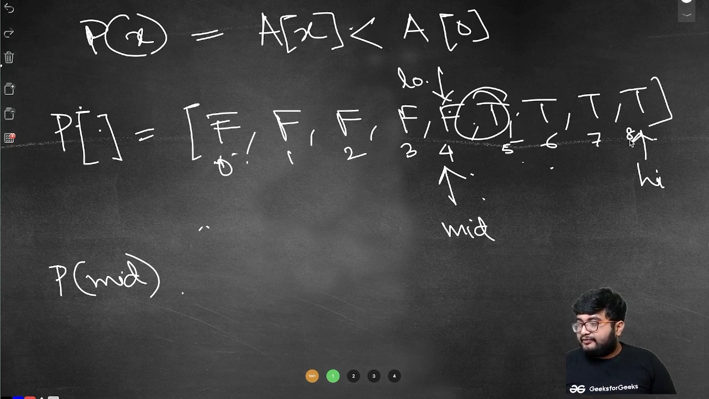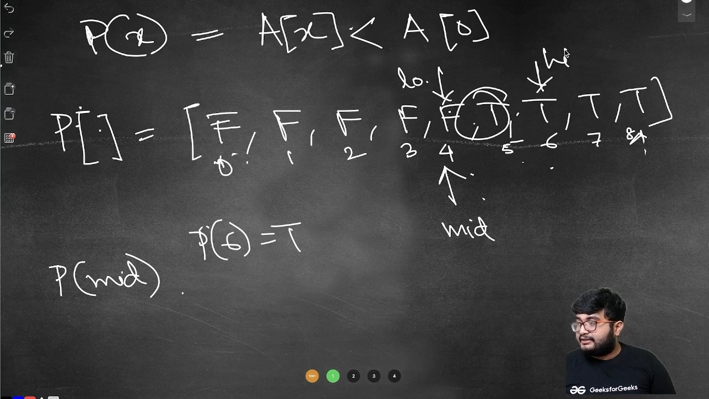Now again, mid is 8 plus 4 by 2, that is 12 by 2, that is 6. So what is P of 6? P of 6 is true. That means definitely the answer lies to the left hand side. So our high will be sitting at 6, and high will always sit at a true. So high can sit at 6.